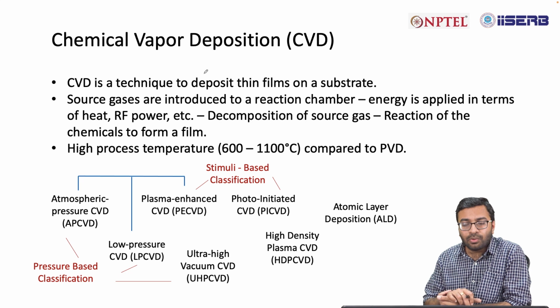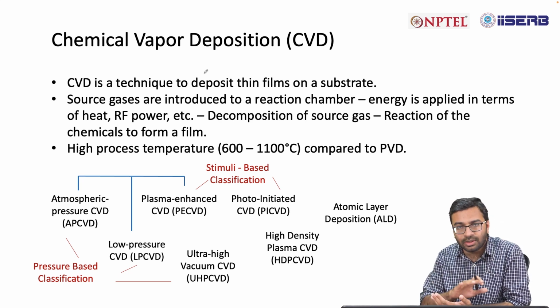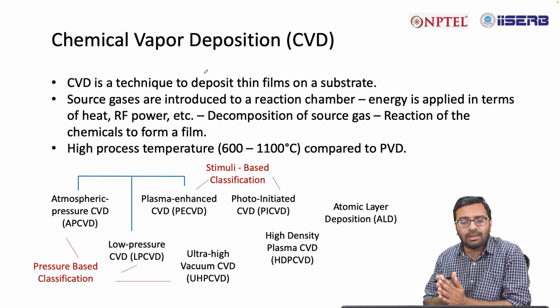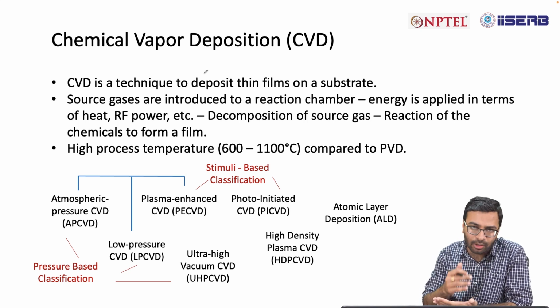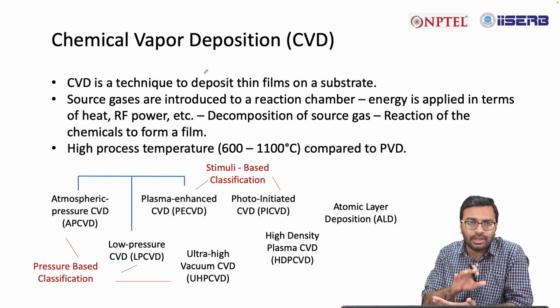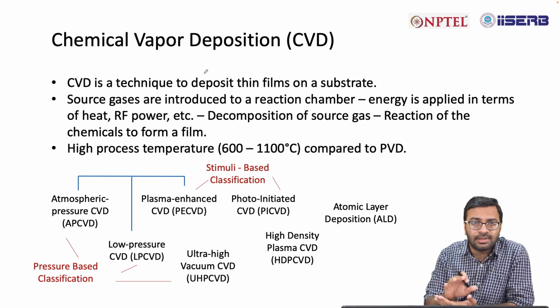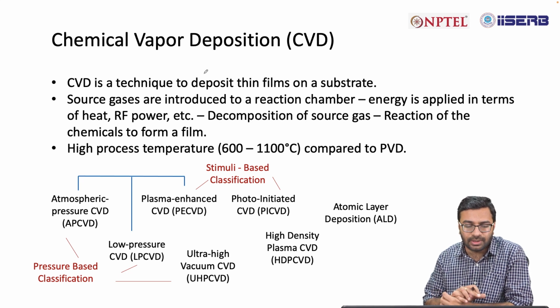This will decompose the source gases, that is the gases that you have inserted for deposition. Reaction of the chemicals will then form a thin film on top of the substrate. So, this is the basic principle. I also have explained different processes involved in the previous slide. So, in short, this is the process that we usually see in case of chemical vapor deposition.